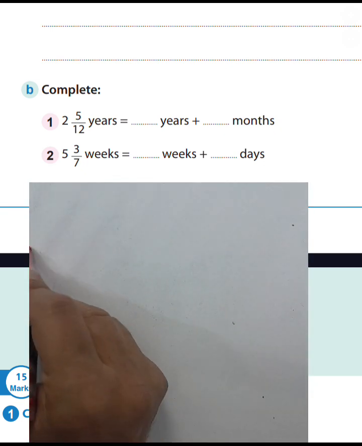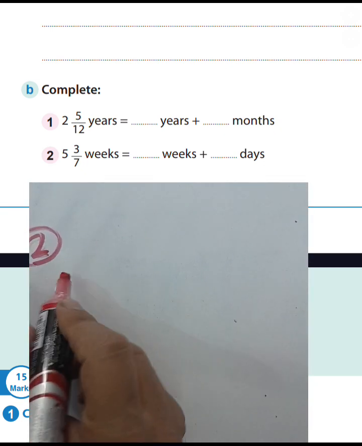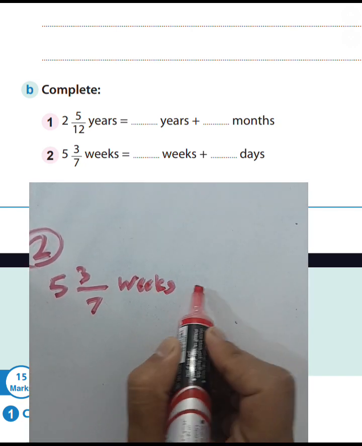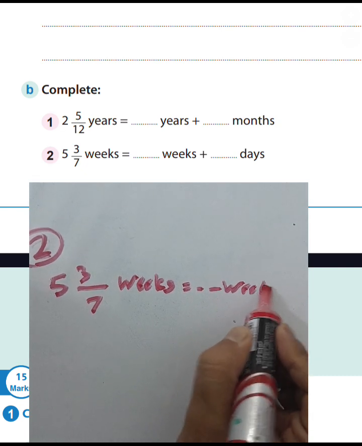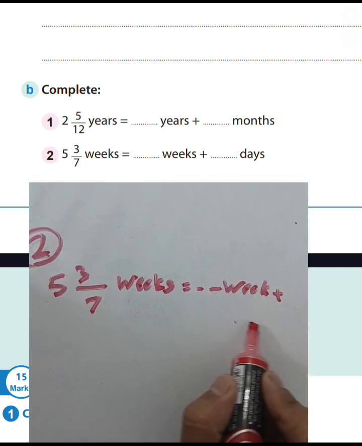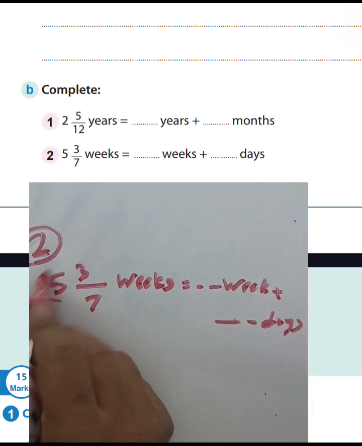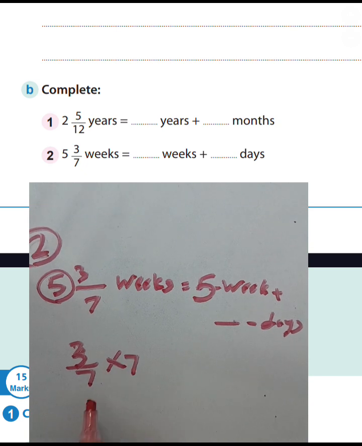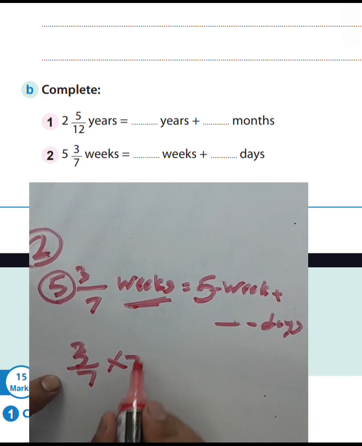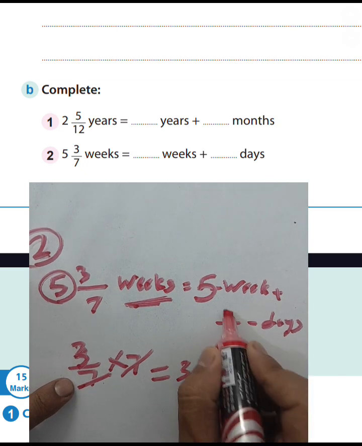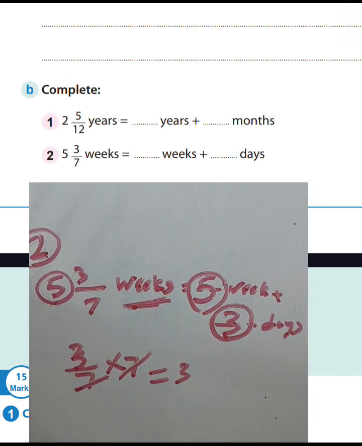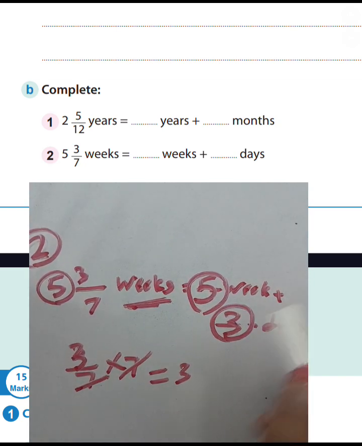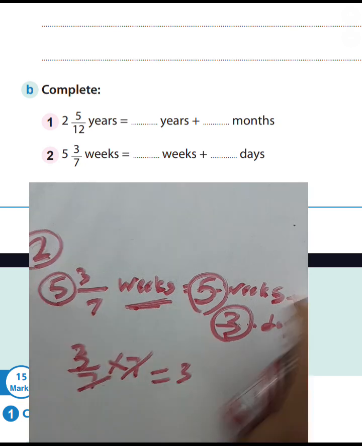Question number 2. 5 and 3 over 7 weeks equals space weeks plus space days. We have 5 weeks and 3 over 7 week. To convert to days, multiply by 7, because 1 week equals 7 days. 7 divided by 7 equals 1. 1 times 3 equals 3. Then you must write 3 in the numerator. Write 3 here. 5 weeks and 3 days. Okay.